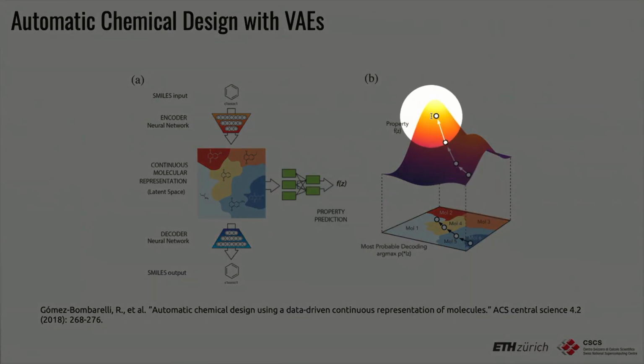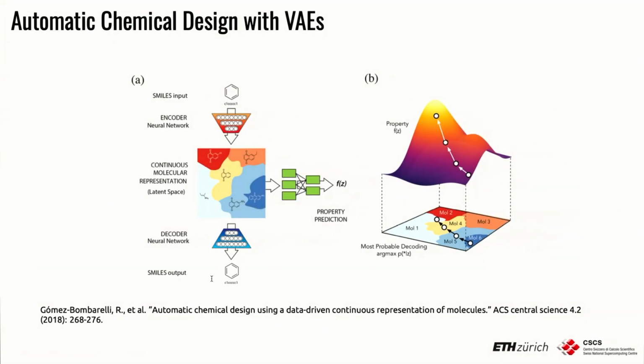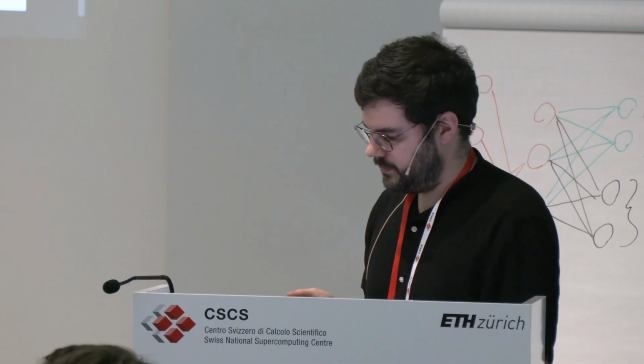And then once you get a point in latent space where this property is optimized, you can use the decoder to essentially generate the corresponding molecule. So this is a very interesting application of this kind of models. Do you have any question on this one?